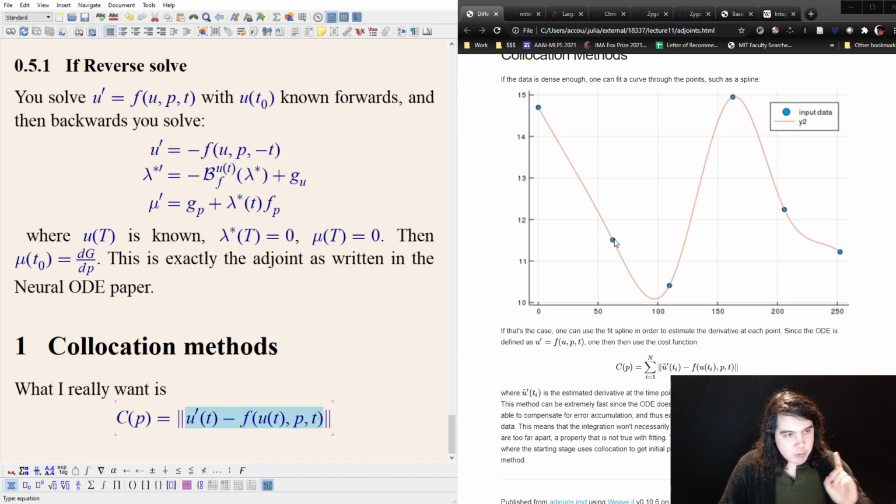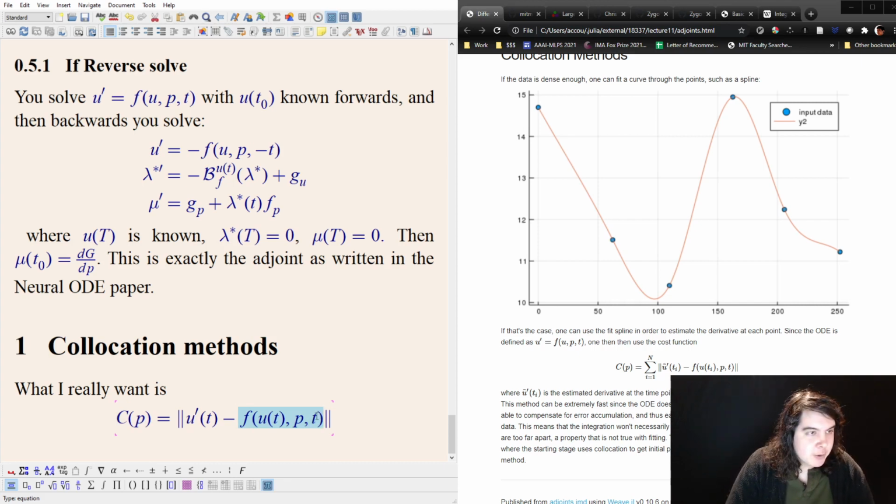Once we know u prime of t, we actually know how to calculate this cost function without doing anything else other than putting our time points into our model. So this can be an exceptionally fast way to write down a loss function for ordinary differential equations. And the derivative of this requires none of the extra machinery that we did above, because it's just a derivative. The derivative of this cost function is just the derivative of the f with respect to p. It's a much more simple calculation.